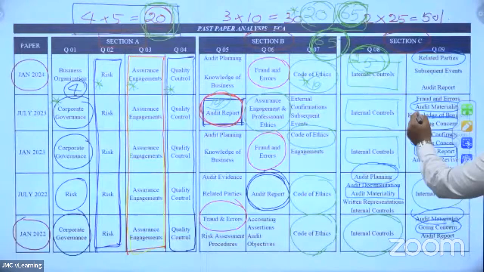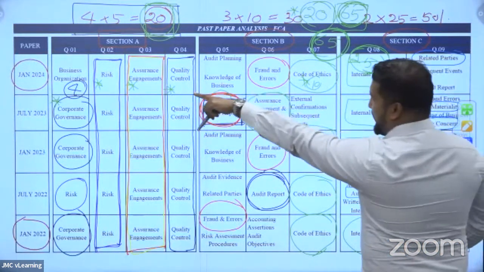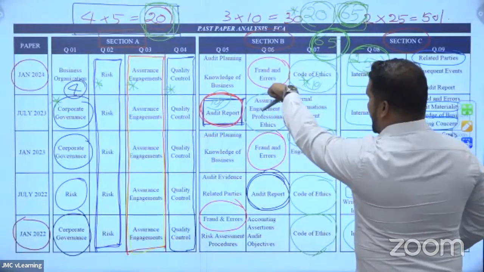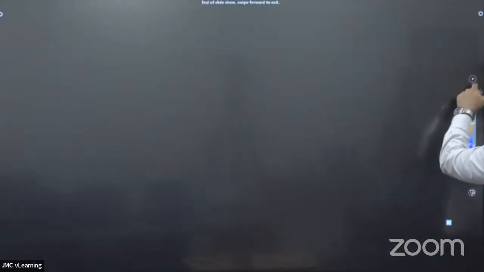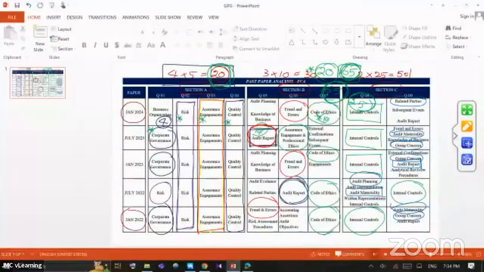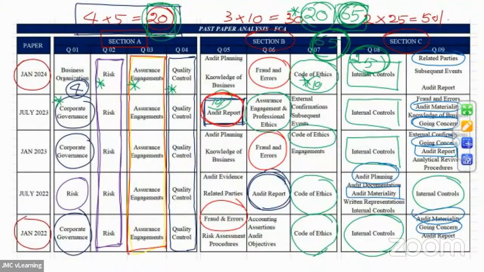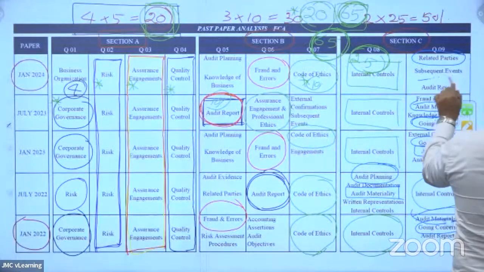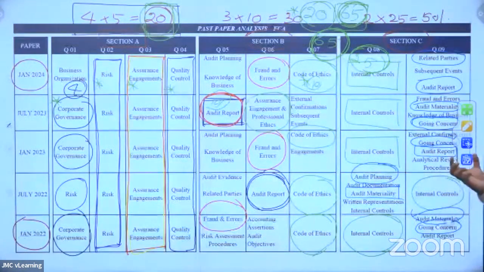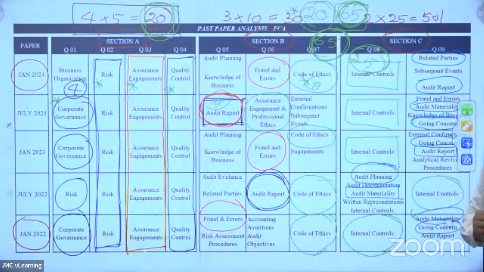Okay, fraud and errors were tested in section C. Then again, in the last paper, the 2024 January paper, fraud and errors were tested in section B, and the audit report was again tested in section C. So likewise, you need to understand the pattern where the examiner is going to test in the exams. Are we clear on this? Any questions?